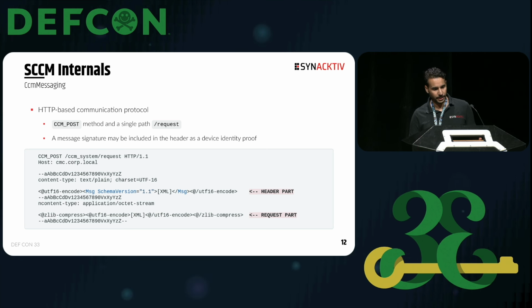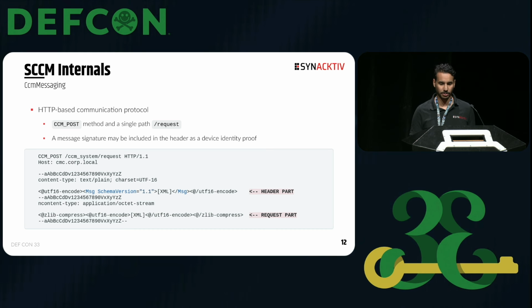In this snippet below, you have the structure of a message. There are 2 main parts in a multi-part body: the XML header and the request, which is an XML document too. In the header, sometimes you get a message signature that is included, and it proves the device identity. So this is how authentication is done in this protocol.